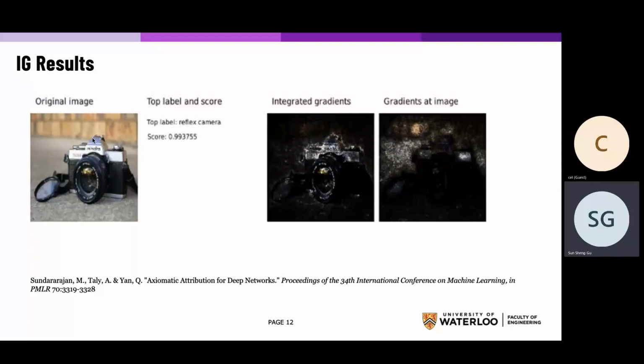So here is one example. We have an input image of a camera which has been labeled as reflex camera by the image classifier, and then we ask integrated gradients to explain this prediction, right? Why is the image classified as camera? And IG correctly identified the key features of the camera. However, if we just use the gradients obtained by backpropagation, you can see that the end result is not very clear, right? You cannot see the key features of the camera very well.